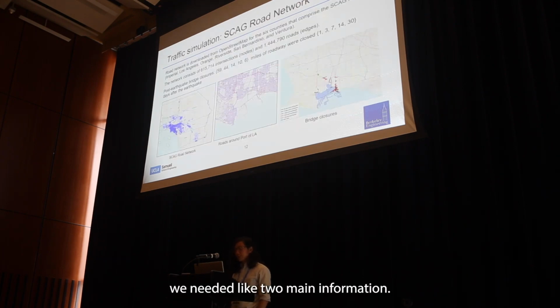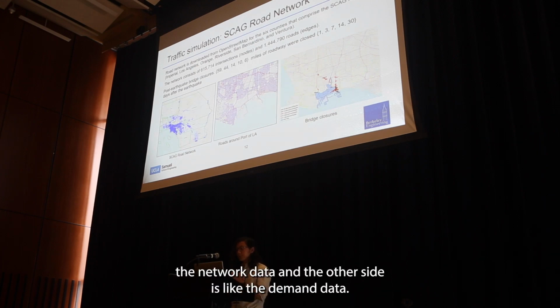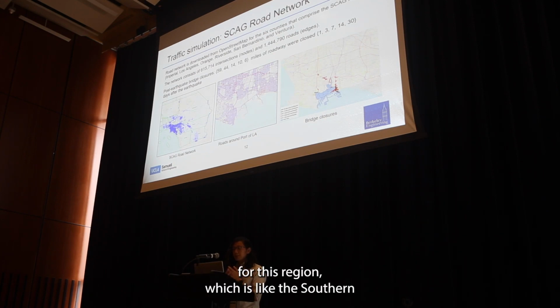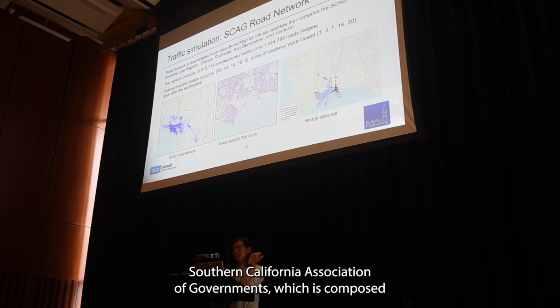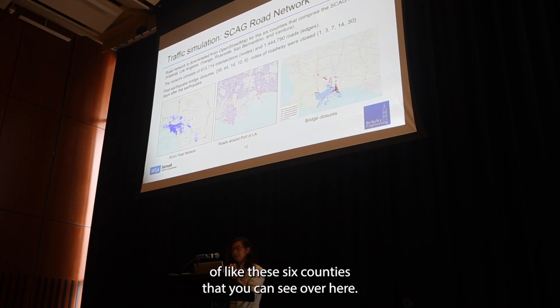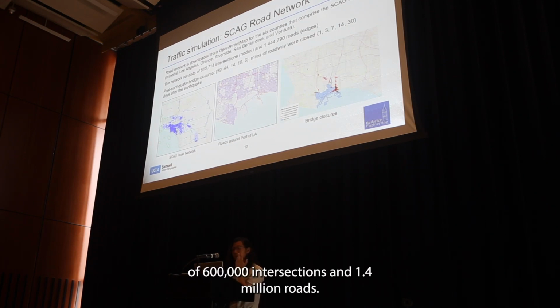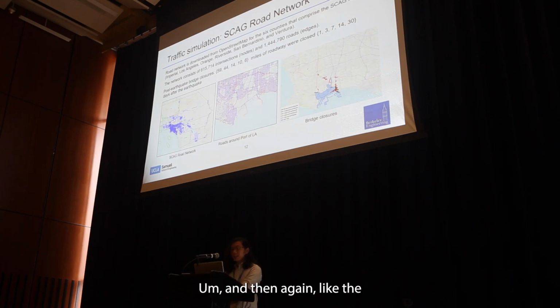For the traffic simulation work, we needed two main pieces of information: the network data and the demand data. For the network data, we used road network data from OpenStreetMap for the SCAG region, the Southern California Association of Governments, which is composed of the 6 counties that you can see here. The network ended up consisting of 600,000 intersections and 1.4 million roads.